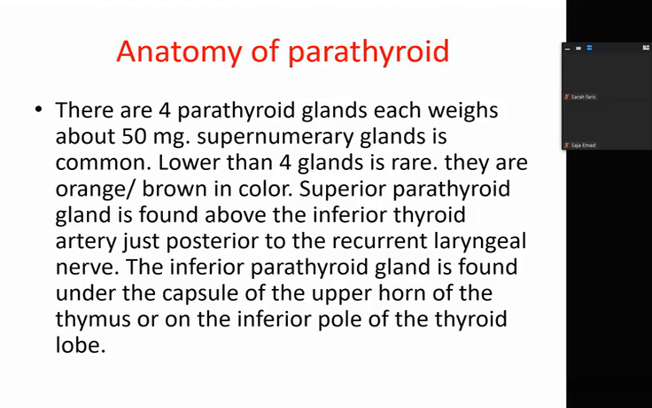Parathyroid glands: there are usually four parathyroid glands, each about 50 milligrams. Supernumerary glands are common; fewer than four is rare. They are orange-brown in color. The superior gland is found above the inferior thyroid artery, just posterior to the recurrent laryngeal nerve. The inferior is found under the capsule of the upper horn of the thymus or on the inferior pole of the thyroid gland. As I told you, the inferior parathyroids are more variable in position.